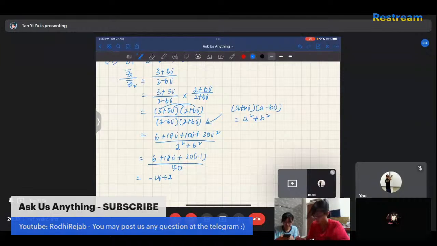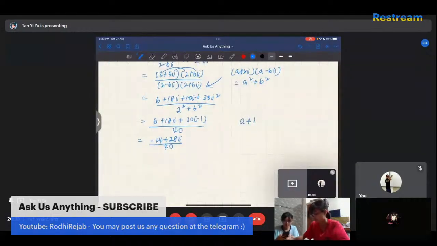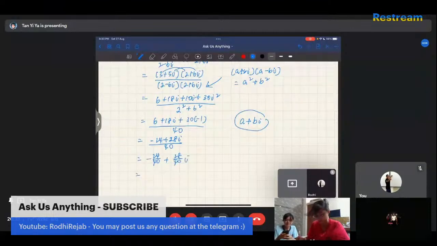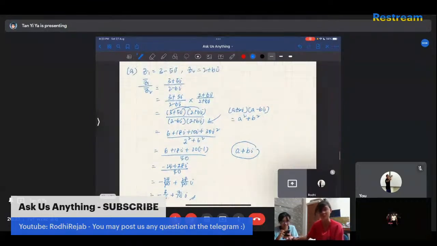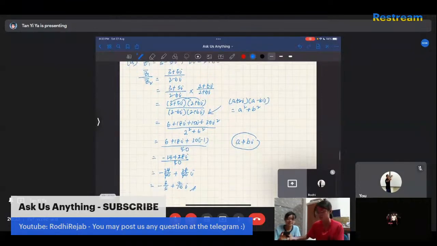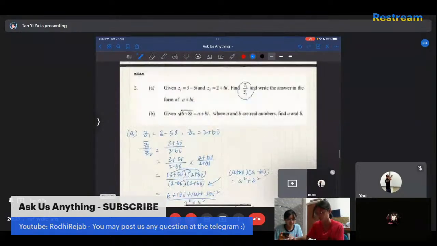Okay. As we have to write our answer in this form, we can just separate it. So just simplify it and it will become like this, so we can solve this in this way. So is there any question? Okay, so we may proceed to B.